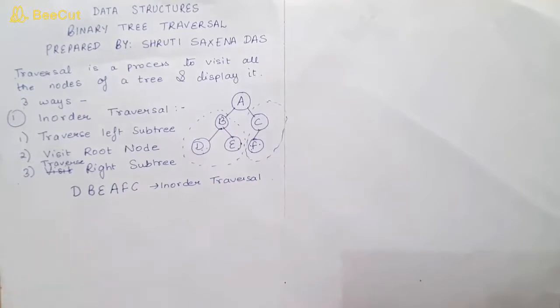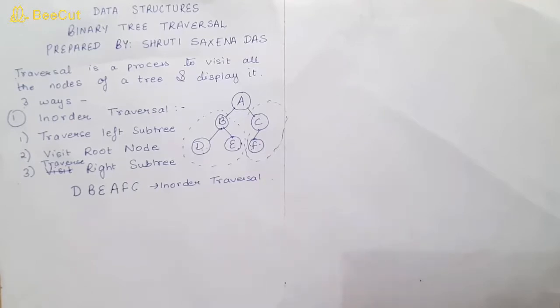Like this you have to traverse. First of all you traverse the left subtree. When control goes to the left subtree, that subtree is treated as a separate tree. Again you check left, root, right. Then after completing it you move to the root, and then after the root to the right subtree.